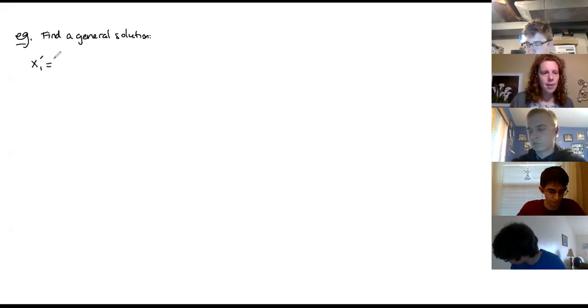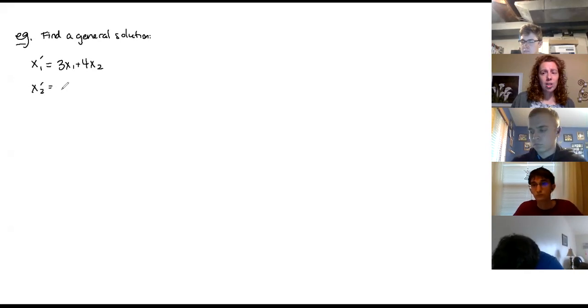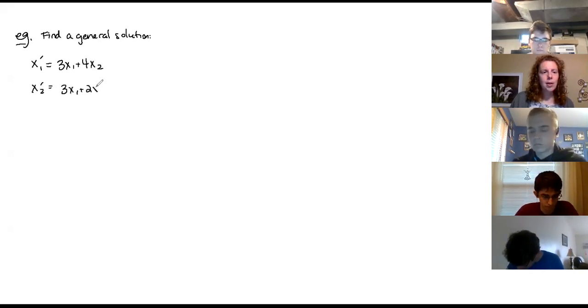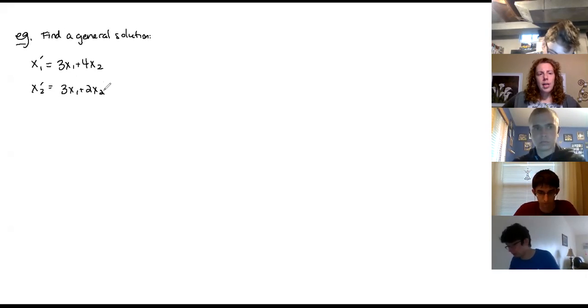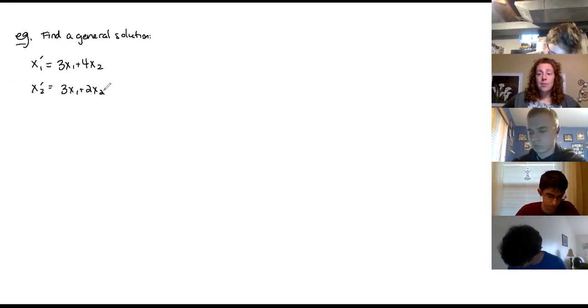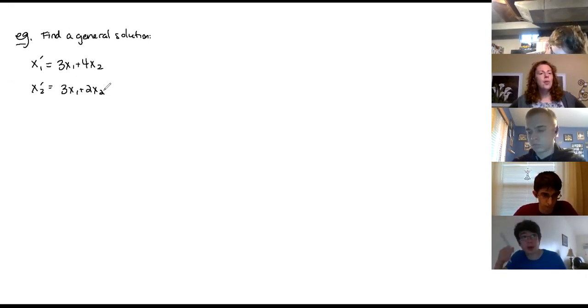So x1 prime equals 3x1 plus 4x2, and x2 prime equals 3x1 plus 2x2. So we want to find a general solution. x1 prime equals 3x1 plus 4x2, x2 prime equals 3x1 plus 2x2.